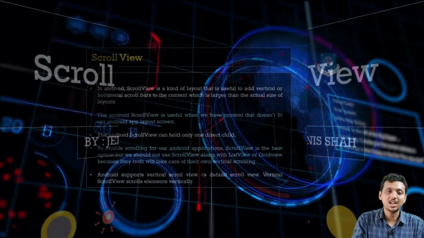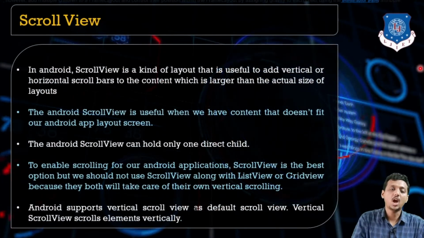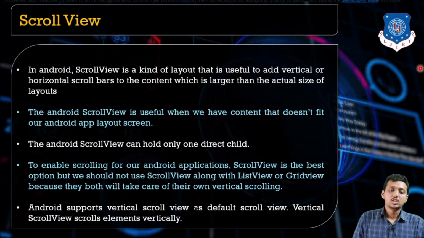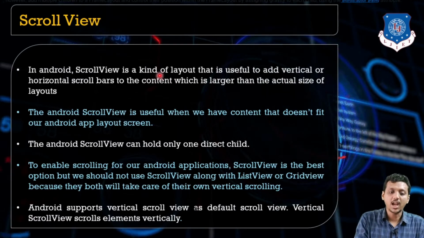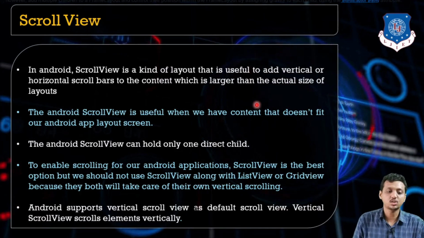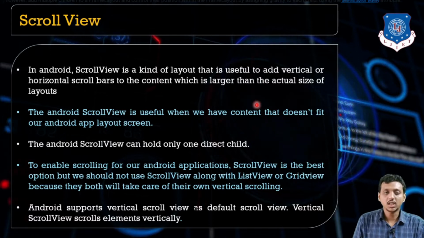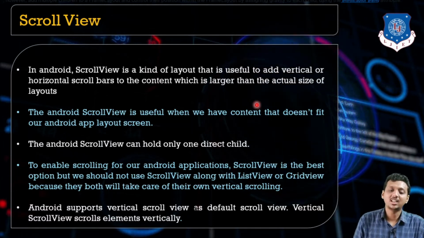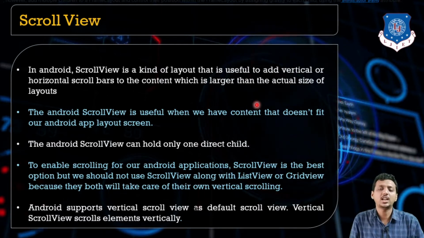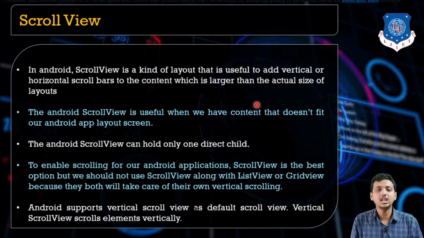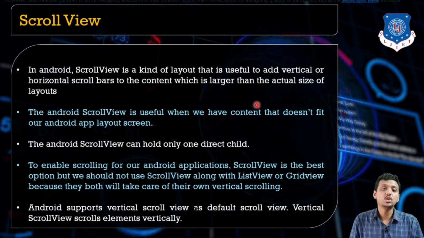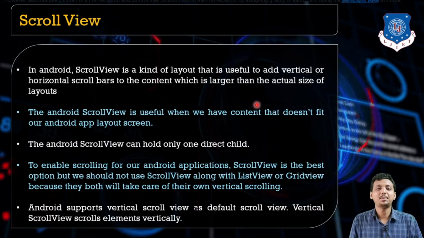So let's begin to understand what we mean by the scroll view and how important it is for us. Students, in Android, the scroll view is a kind of layout that is useful to add vertical or horizontal scroll bars to content which is larger than the actual size of the screen. I have already told you that if your content is larger than the actual size of the screen, then we need horizontal or vertical scroll bars. By using the scroll view, we can implement them.